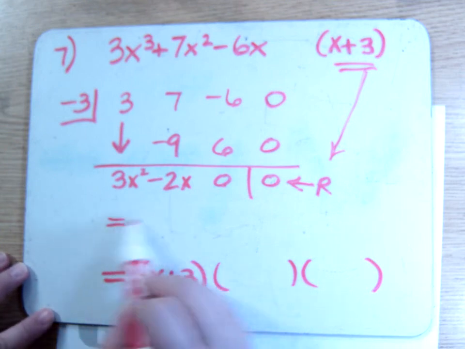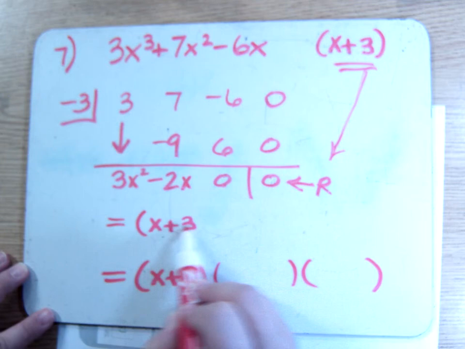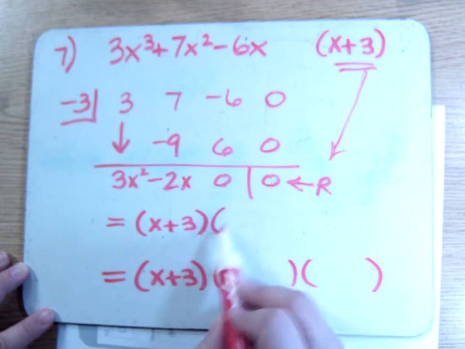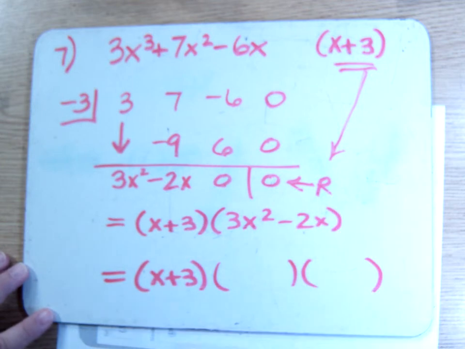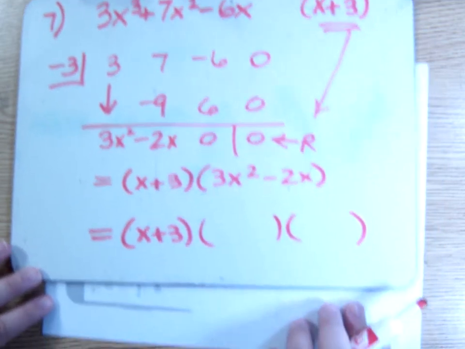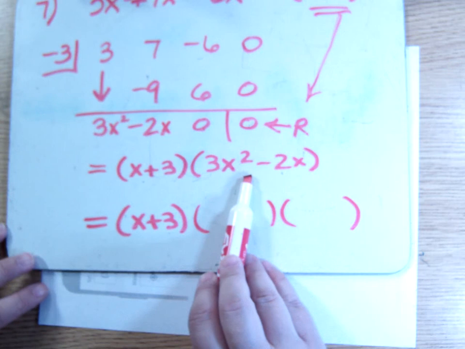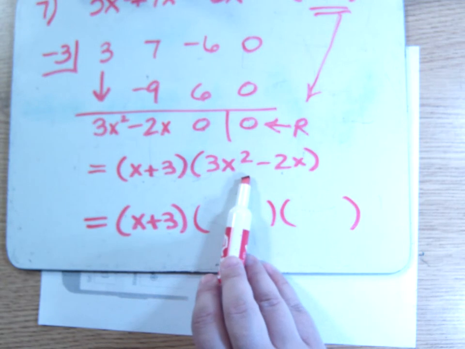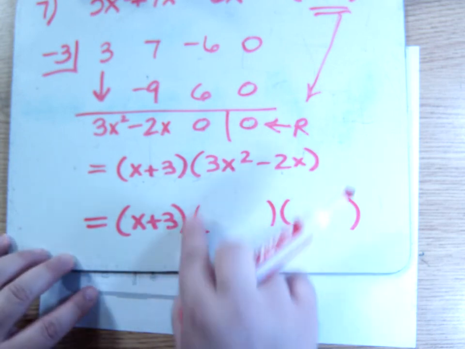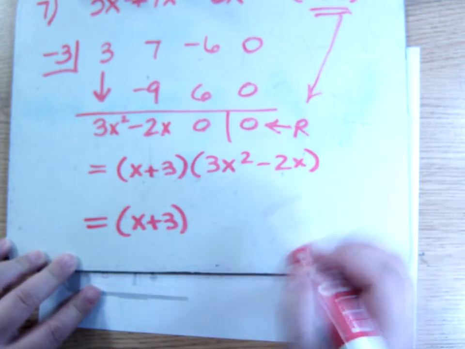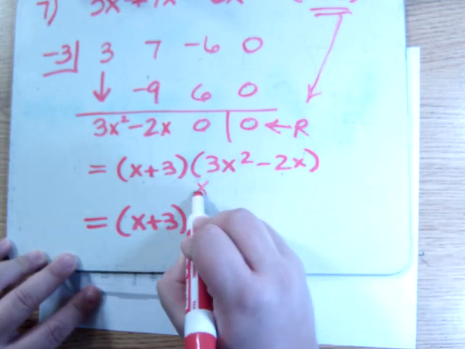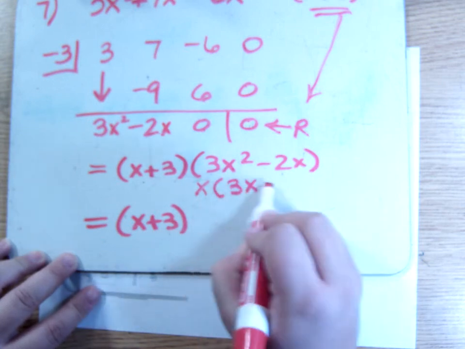Okay, so at this point what I have is x plus 3 is a factor, and when I take it out, I'm left with this. So the next thing I want to do is I want to see if I can factor that. And I can. It's a pretty basic form of factoring though. What can I do? Just take out the x. I can take out a GCF. So this becomes x times 3x minus 2.